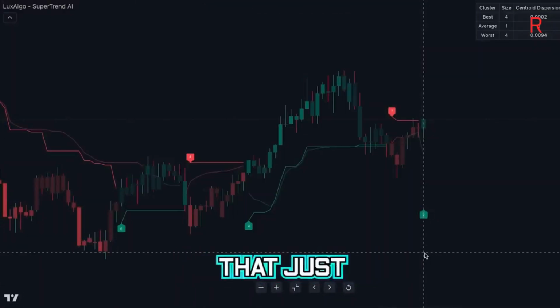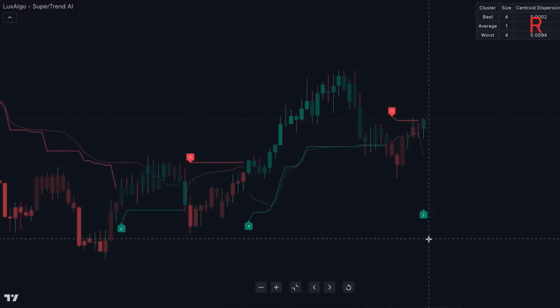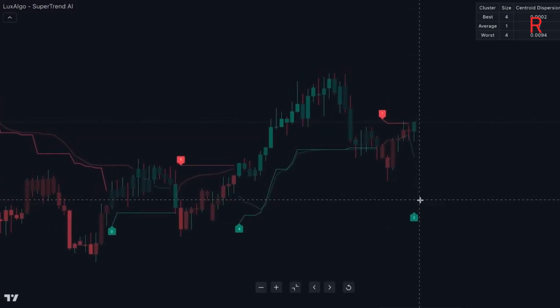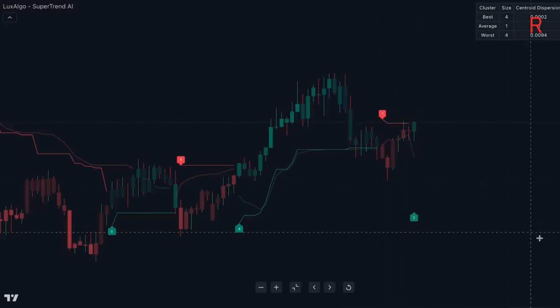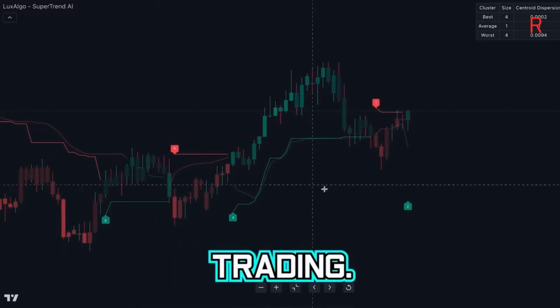It is worth mentioning that just because a value is low on a signal does not mean you should completely ignore it. I would recommend that if you happen to see a trade with a lower value, but based on your analysis, you believe the market might go in that direction, use a lower position size to reduce your risk for that trade. Use the values to build confidence in your trading.